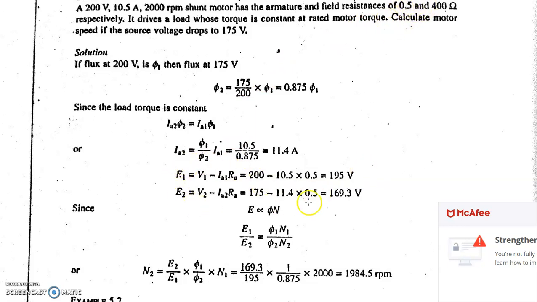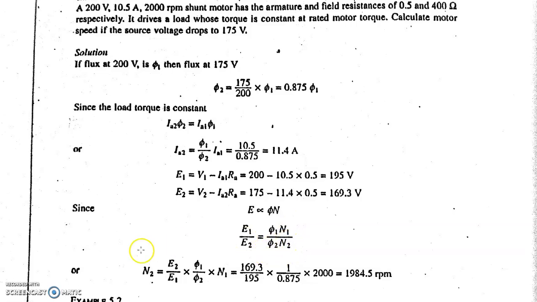When we put these values, we can get the value of E1 and E2, which is 195 volt and 169.3 volt. So when we get this value, we know that E is equal to Ke phi omega m, or we can say that E is proportional to the flux and speed. So we can calculate the ratio of E1 and E2, which can be given as phi 1 upon phi 2 into N1 upon N2, or omega.